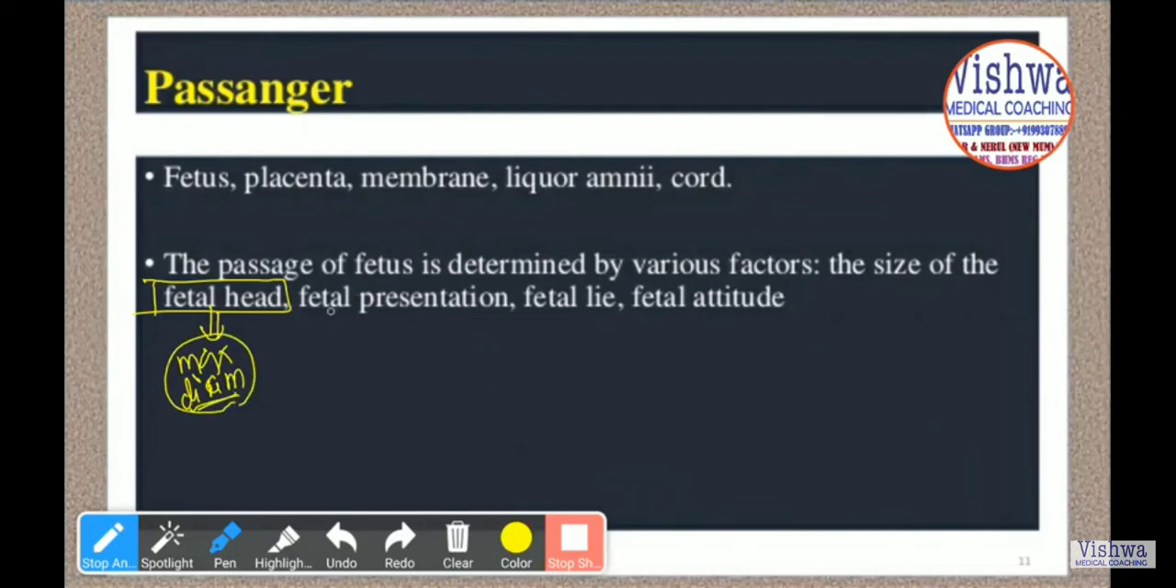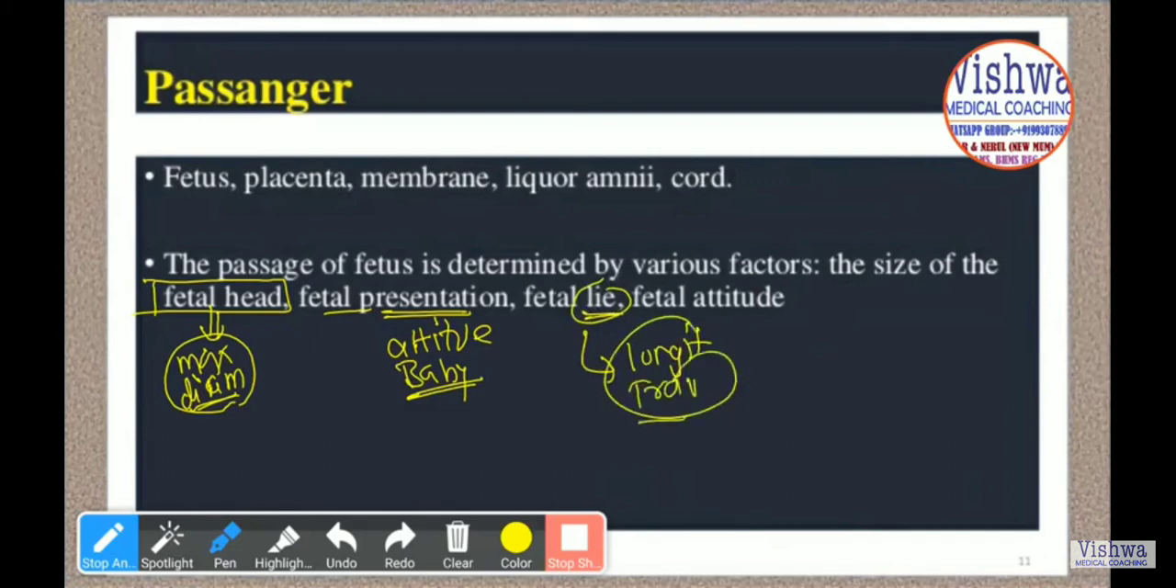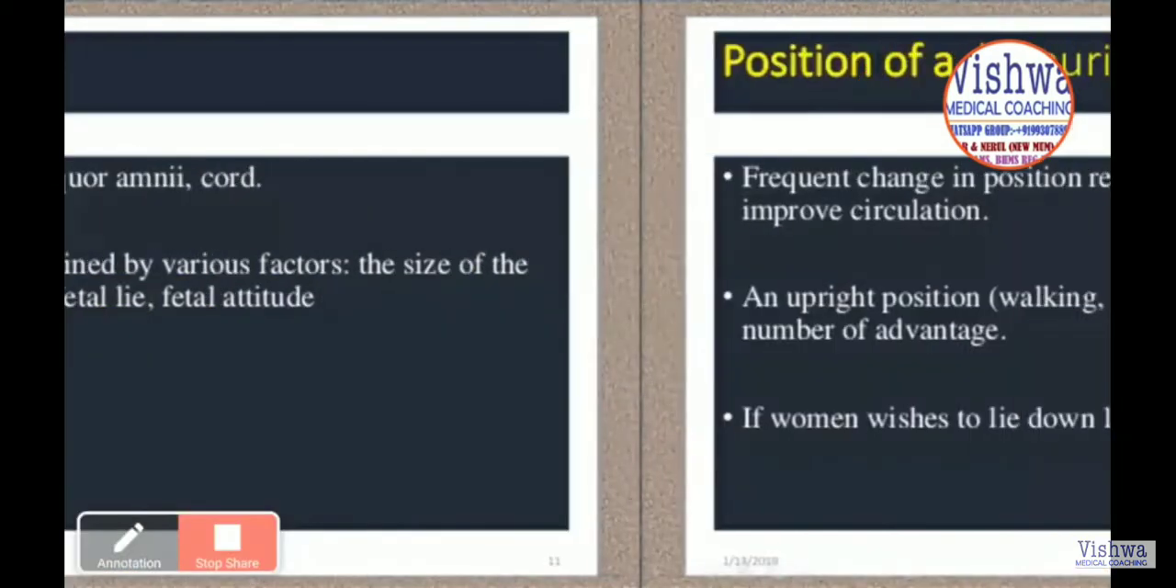We also have fetal presentation. That means how exactly is the attitude of the baby, how exactly is the position of the fetal head. Fetal lie I was talking about. Remember, it is a longitudinal lie or a transverse lie. A transverse lie cannot deliver simply, and also the fetal attitude. So remember, these are the factors in the passenger that are responsible for a normal labor.